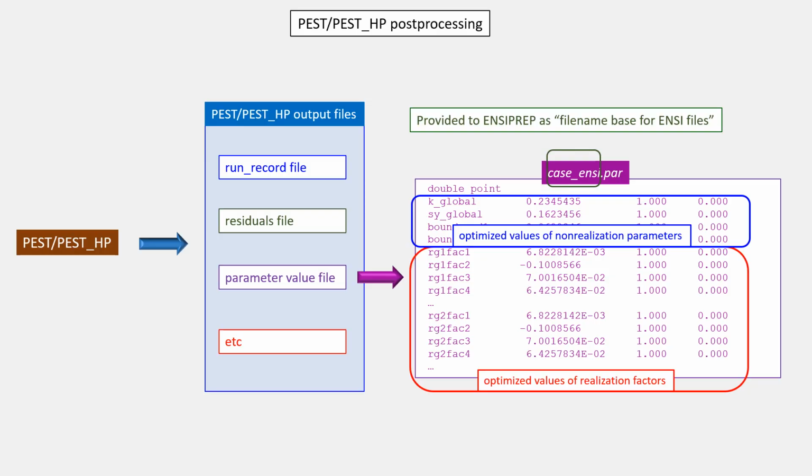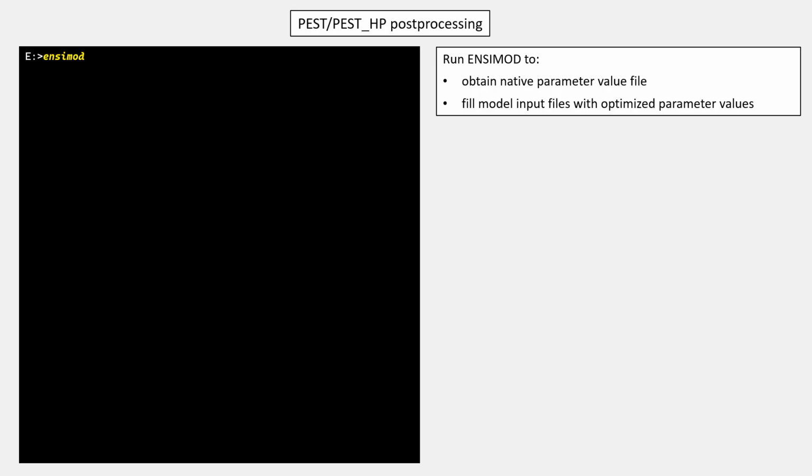So we have to now write a parameter value file which contains optimized values for model parameters. To do that, we use ENSI-mod. Now remember, we've seen ENSI-mod before. In the new model batch file that runs the model, prepared by ENSI prep, ENSI-mod runs ahead of the model. It does the transform from the limited dimensional parameter space in which we're working to full parameter space, to the parameter space that the model knows about. This applies the realization factors to calculate native model parameters from realizations and factors.